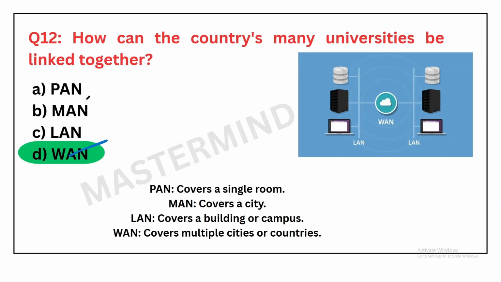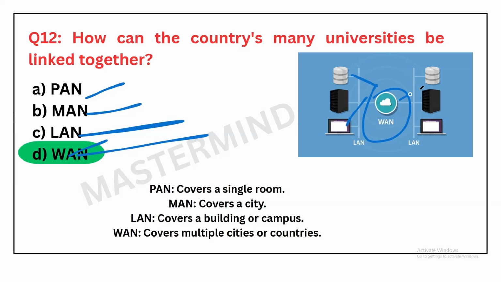A PAN, or personal area network, is used for very small areas like connecting devices within a single room. A MAN, or metropolitan area network, links across a city. A LAN, local area network, operates within a single building or a campus, whereas a WAN, a wide area network, spans large distances connecting multiple networks across cities or even countries, making it ideal for linking universities nationwide.